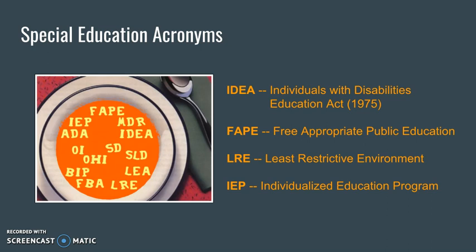IDEA is the 1975 legislation that eventually came to be known as the Individuals with Disabilities Education Act. This law makes available a free, appropriate public education, or FAPE, to students who are eligible for special education services. This must be done in the least restrictive environment, or LRE, that's possible to be able to provide an appropriate education. And this isn't going to be the same for every student. So the appropriate placement and services must be individualized to meet a student's needs.